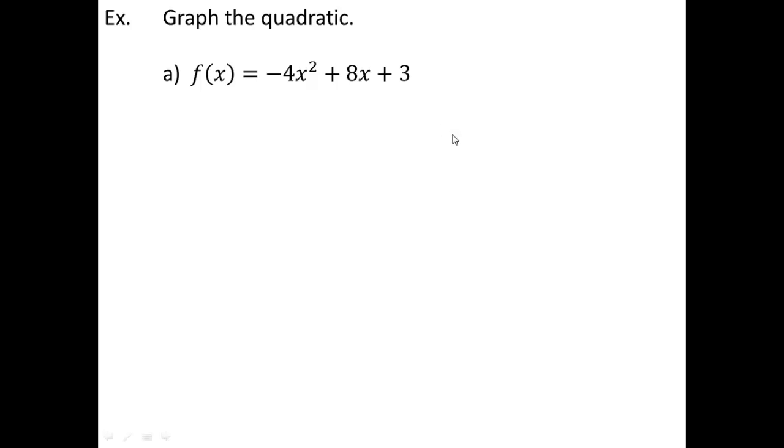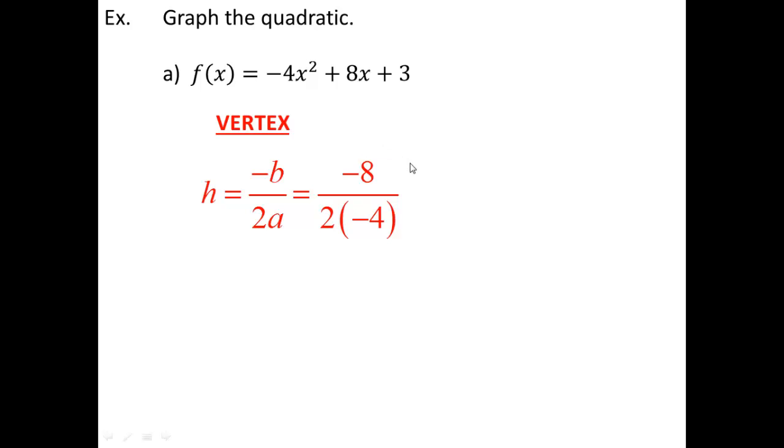Let's start with an example. Graph the quadratic f of x equals negative 4x squared plus 8x plus 3. No matter which technique I'm using, the most important piece of information to find is the vertex, so let's find the vertex to start with. I notice that I am in standard form, which means I need my handy-dandy little vertex formula, negative b over 2a. The b value is 8, so negative b would be negative 8, over 2a, and the a value is negative 4. So simply plug and chug from here. 2 times negative 4 is negative 8. Negative 8 over negative 8 is positive 1. So I know my vertex coordinate starts with 1.